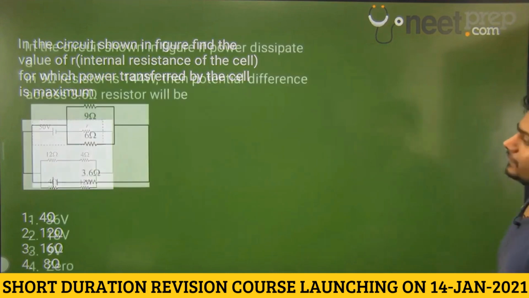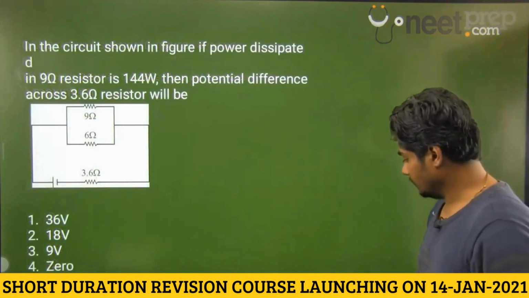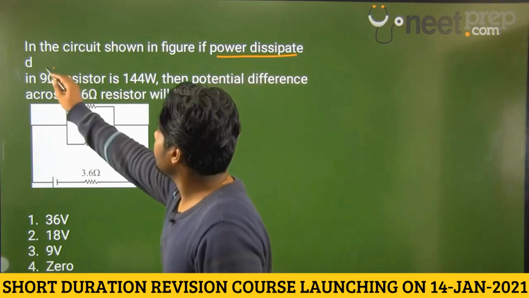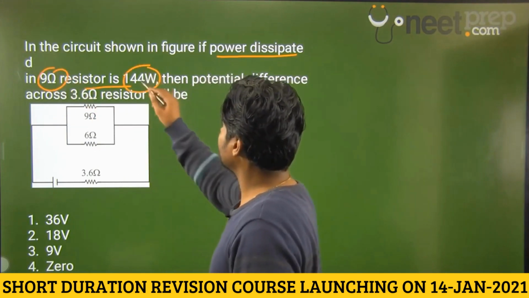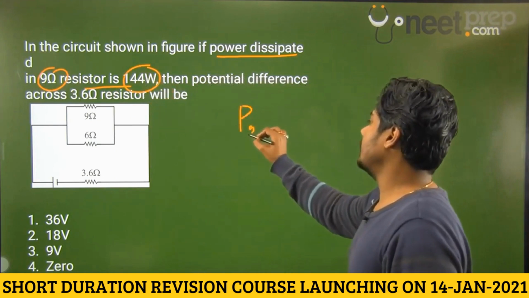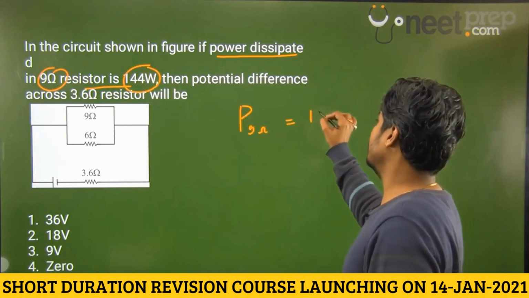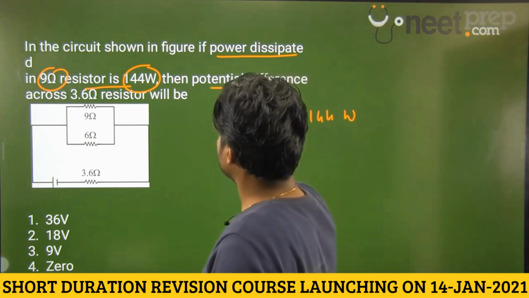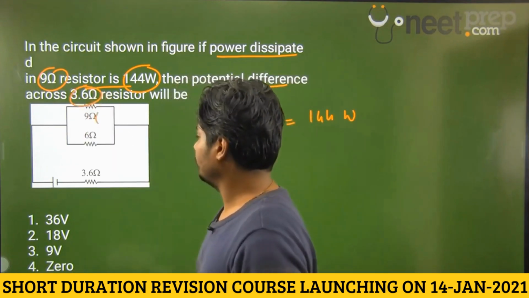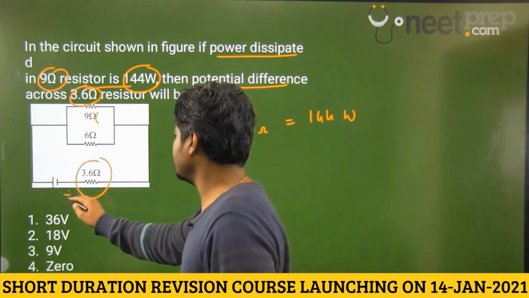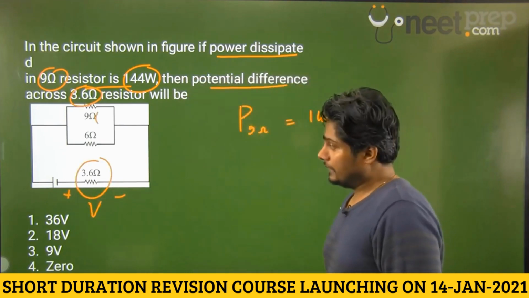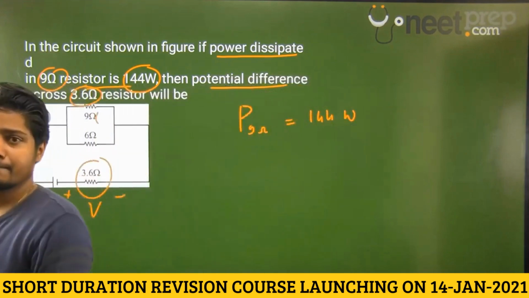Now, let us go to the next one, this one. In this case, what is given to us? The power dissipated in the 9 ohm resistance is 144 watt. It means power in the 9 ohm resistance is 144 watt. They are asking the potential difference across 3.6 ohm. So, they are asking what is the potential difference across this, and nothing is given except this.